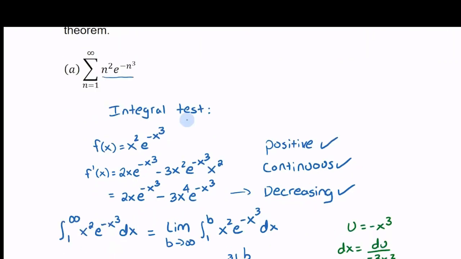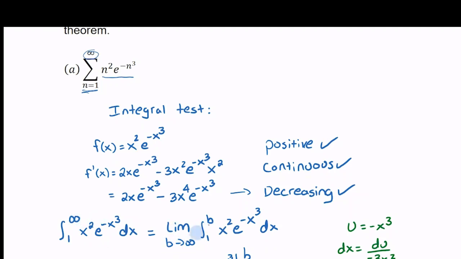So the next step, after we check the 3 conditions, is to take the improper integral from the starting boundary to the ending boundary. So 1 to infinity of this function. So because it's an improper integral, we have to replace that infinity with a letter.